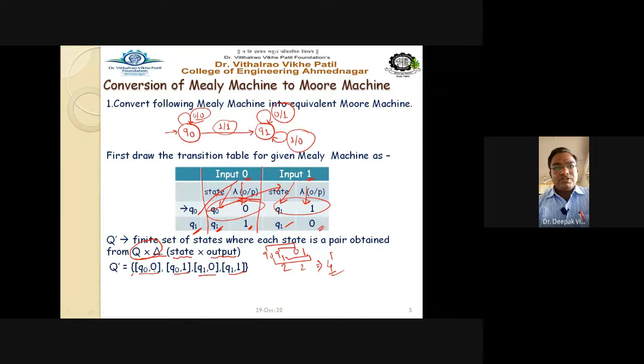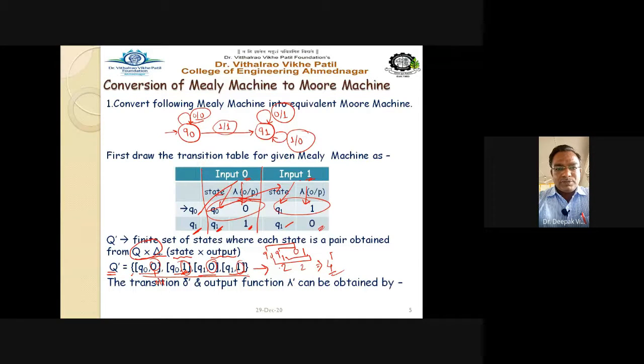So this 0 is the output. Remember this one, this is the output. It is not input. See here why this confusion is there: because output symbols are also 0 and 1, and inputs are also 0 and 1. But do not get confused between input and output symbols, right? Next step: once you find these Q dash states, these are the states which belong to the resultant Moore machine, right? The machine which we are drawing will have these four states, Q dash.